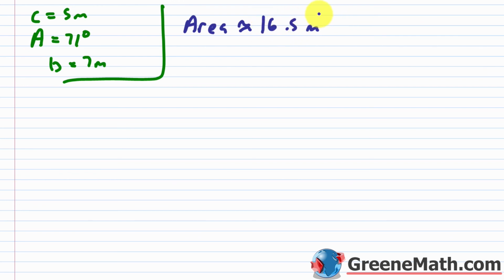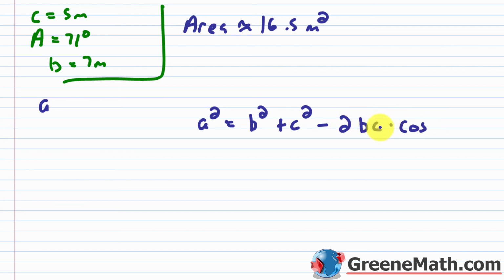The way I'm about to show you is going to be much slower, but we're going to get a lot of practice. The first thing is I would want to find this missing side, lowercase a. Okay, so how do I do that? So a squared is equal to, what's not involved here? You have b squared plus c squared minus 2 times b times c times the cosine of the A. Okay, so let's go ahead and say a is equal to the square root of all this stuff.